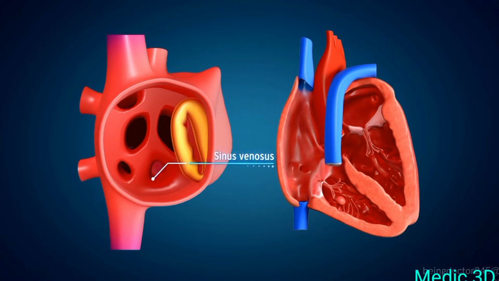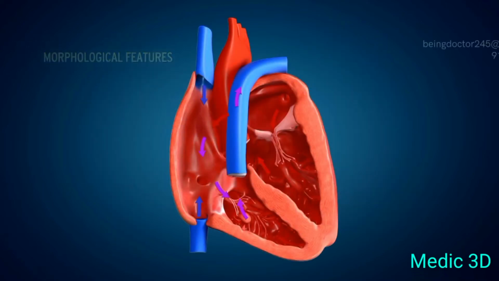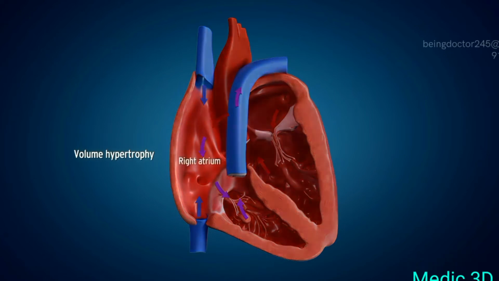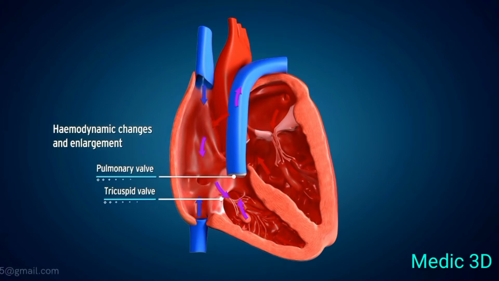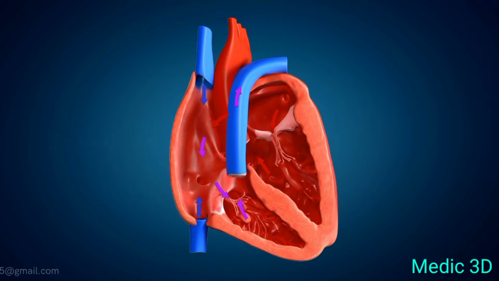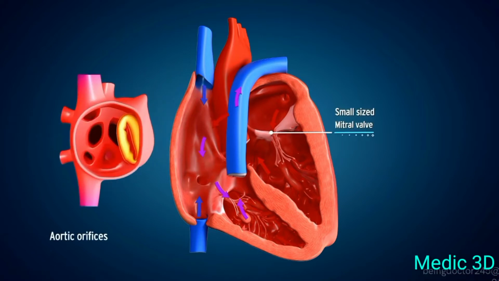Sinus venosus type, a rare situation. There is a defect in the high position in the interatrial septum near the entry of the superior vena cava. Morphological features: volume hypertrophy of the right atrium and right ventricle, hemodynamic changes and enlargement of tricuspid and pulmonary valves, diffuse or focal endocardial hypertrophy of the right ventricle and right atrium, and small-sized mitral and aortic orifices.